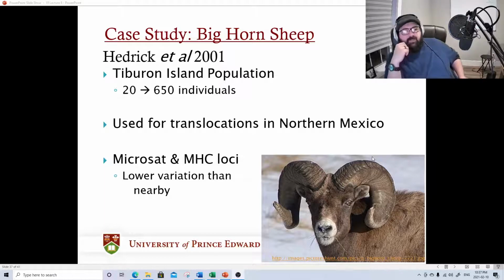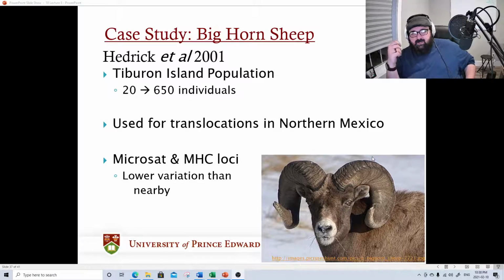A good example of this is bighorn sheep. We use bighorn sheep as an example often because we know a little bit about their genetics and they're relatively easy to study. So one of the island populations started with about 20 individuals. It's now up to 650 individuals, and because they were like, oh look, this is a healthy population with lots and lots of sheep, they used them for translocations. They brought them into northern Mexico.